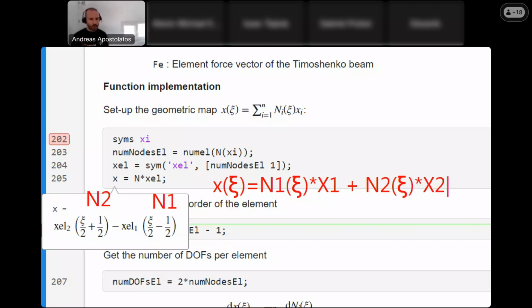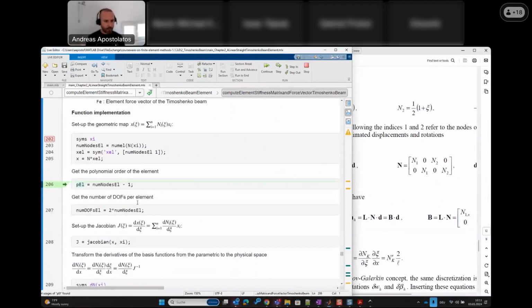That's exactly the expression I wrote here, and that's exactly the parametric description of the geometry for isoparametric elements in that case. So we have this formulation in MATLAB now already in symbolic form, which is great. It's great to have a symbolic form because we can differentiate using the function diff, or integrate using the function int. MATLAB gives us these functions so we don't need to bother doing the integrations and differentiations ourselves.